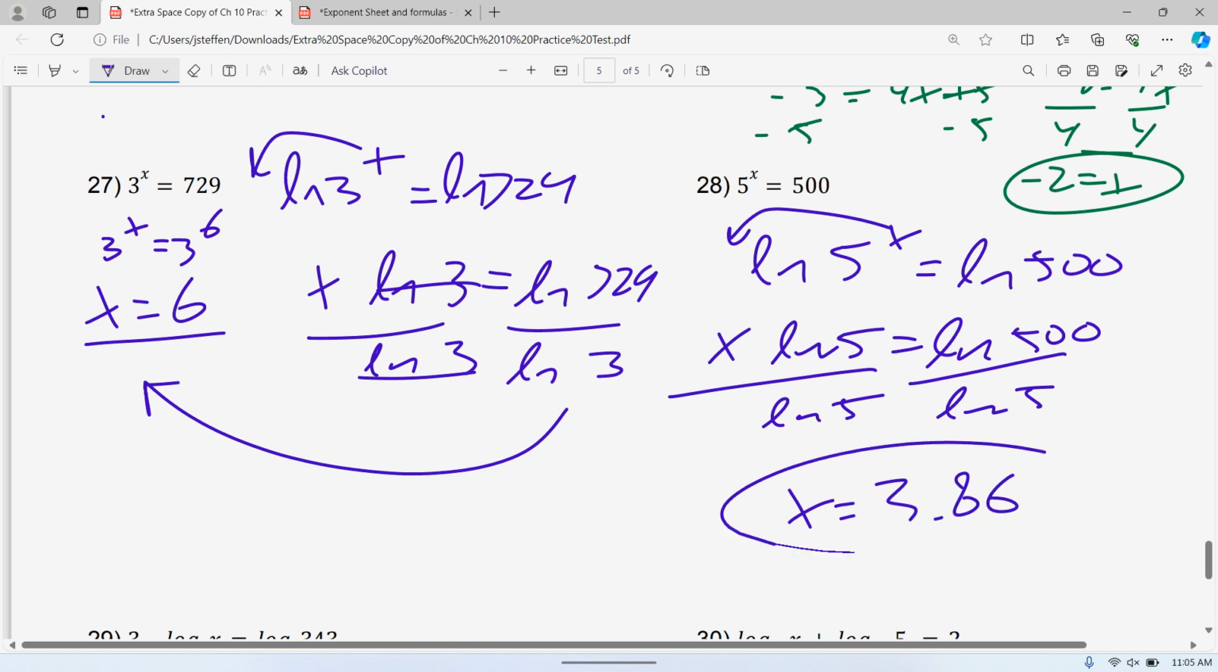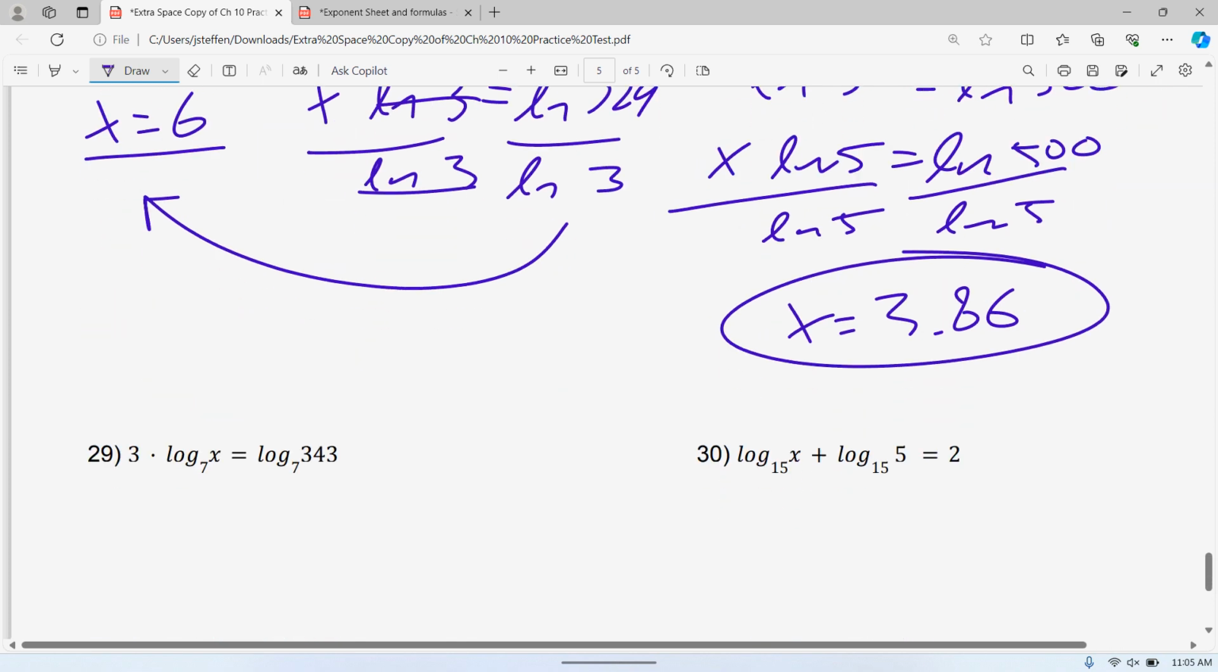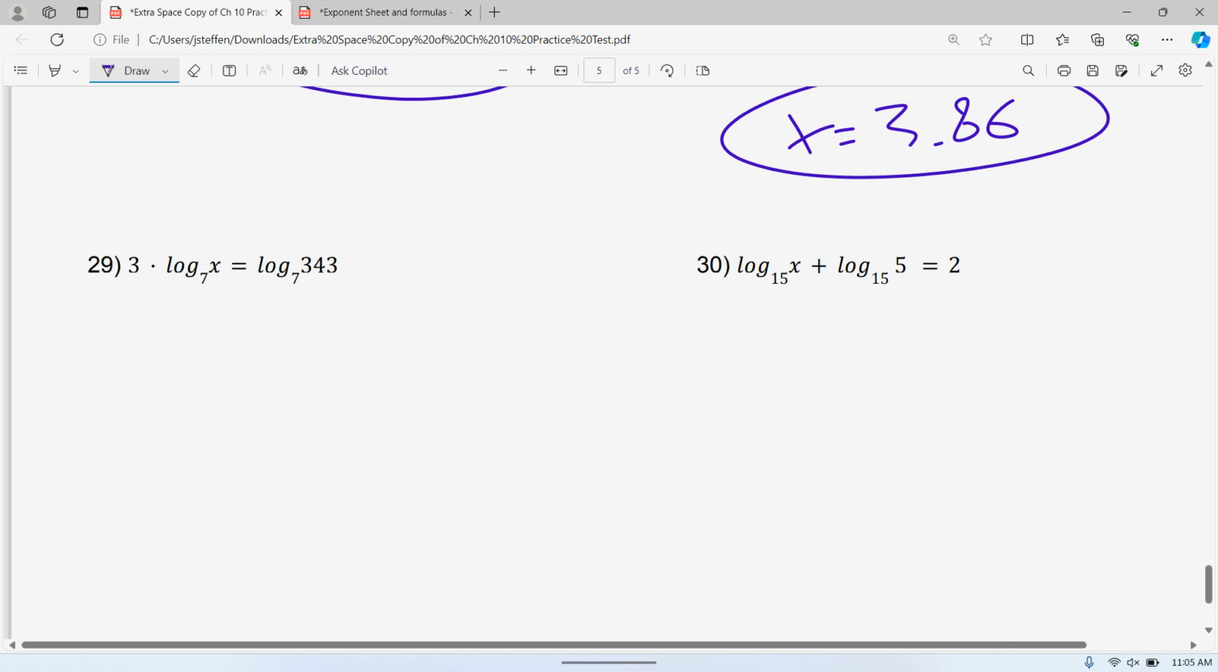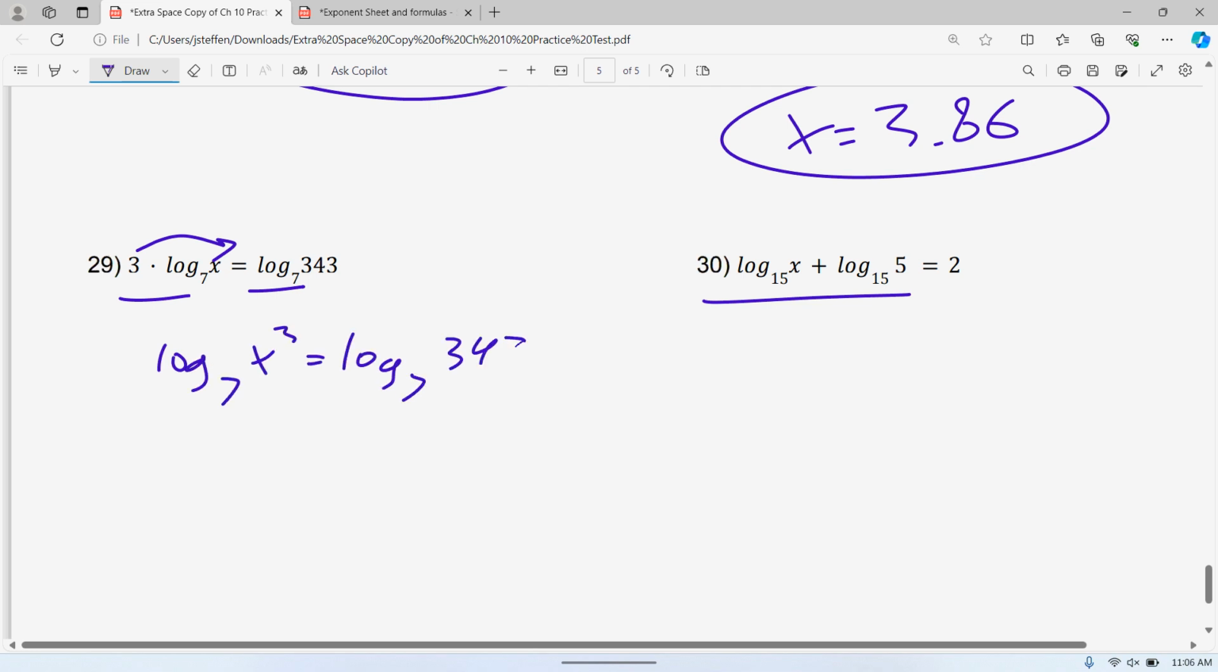I guess we only have 2 left, so we should be okay. Logs on both sides compared to having logs on one side. Let's do a little bit differently. So this one is our exponent, equal to 343. Since they're all the same base, I can set those equal. 3 is equal to x cubed. And you either use your exponent sheet or take the third root, doesn't make any difference. Either way you do it, you end up getting 7 for that one.